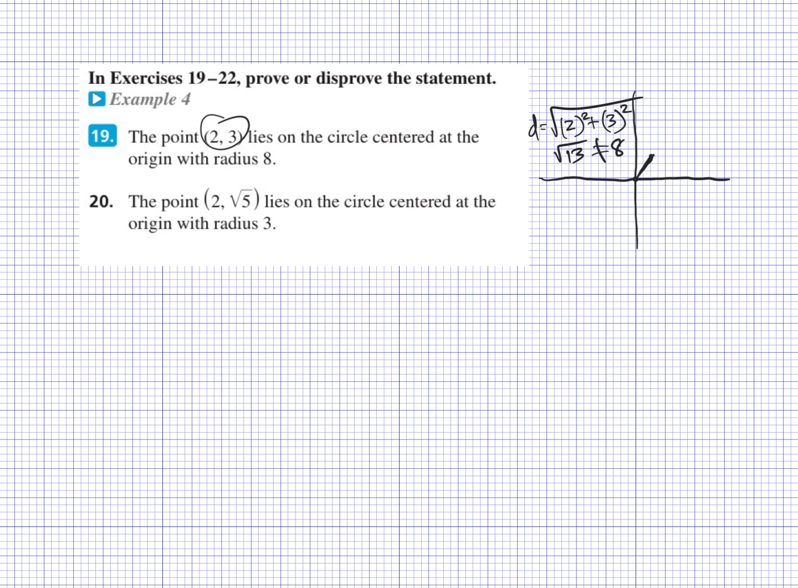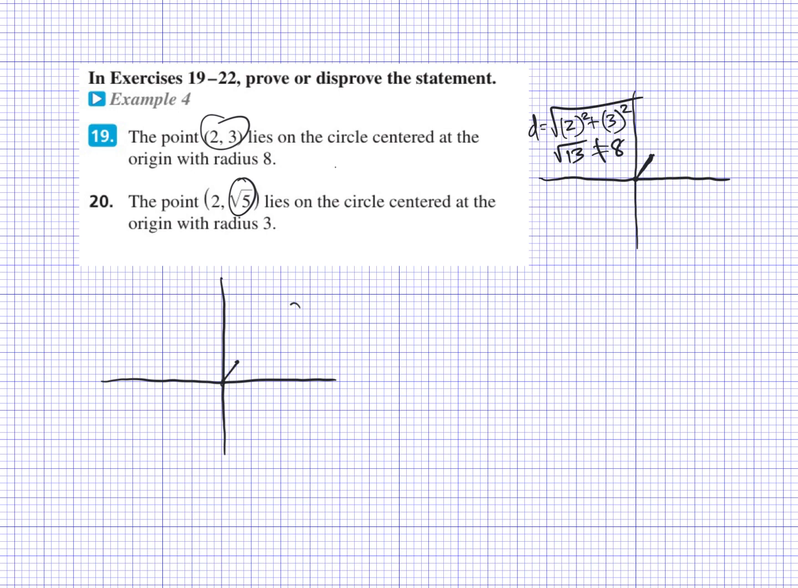All right, number 20. Let's draw a nice graph here. The point is 2, square root of 5. So you need to know where the square root of 5 is, which is 2.26 or something like that. Okay, so we're at 2 and then just above 2. All right, and that says it's on the circle centered at the origin, and the radius is 3. So it wants to know if this is 3 units.